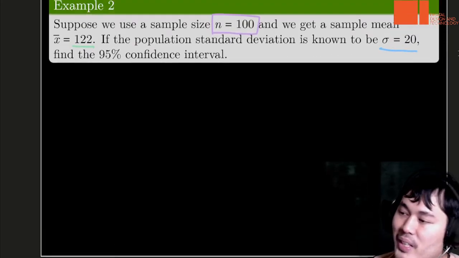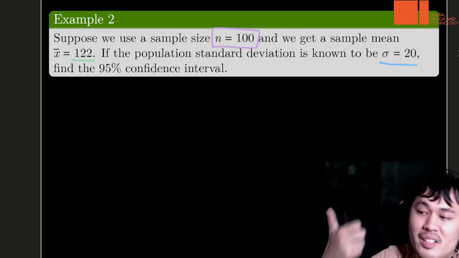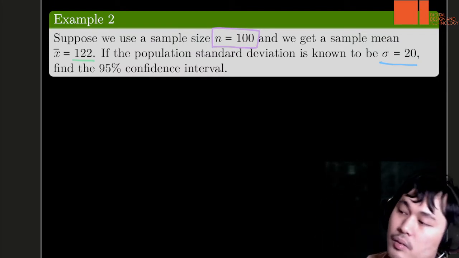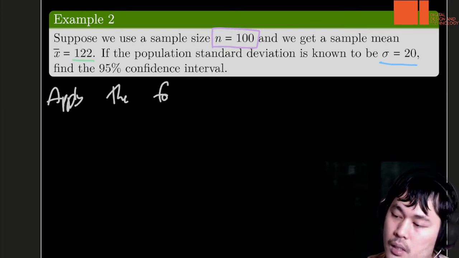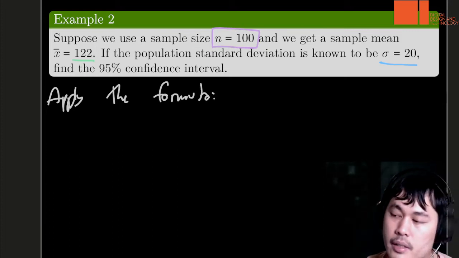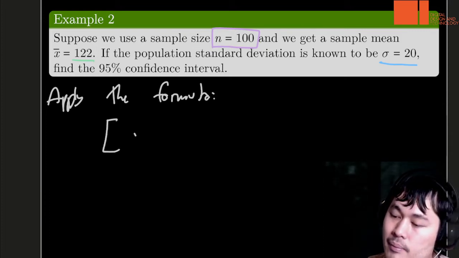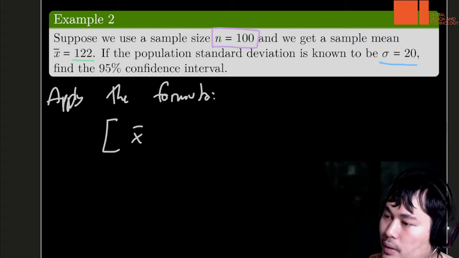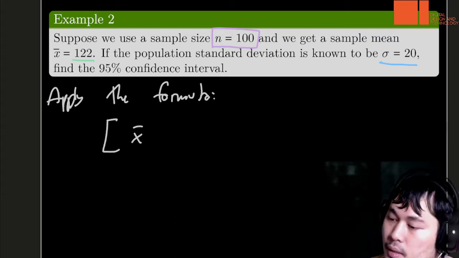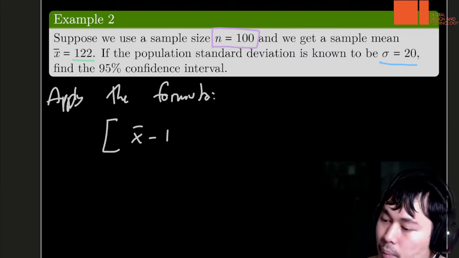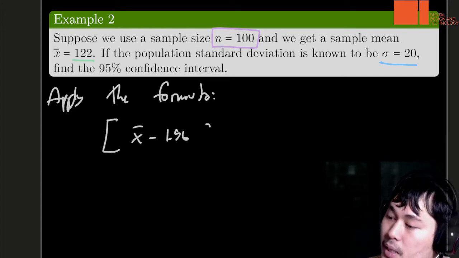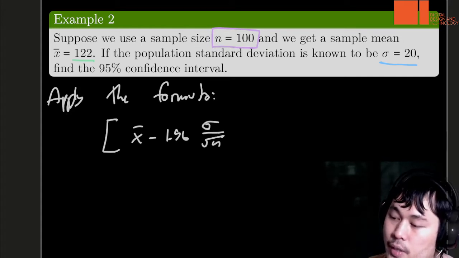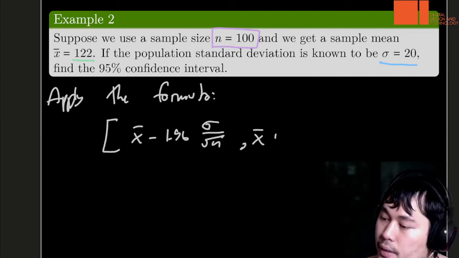And in this quick example, everything is given: the formula is given, all the parameters are given. So what you would do is just apply the formula. The formula says that the interval is, I'm going to write the graph on the right, you take x bar and subtract 1.96 times sigma divided by square root of n, and then x bar plus 1.96 times sigma over square root of n.